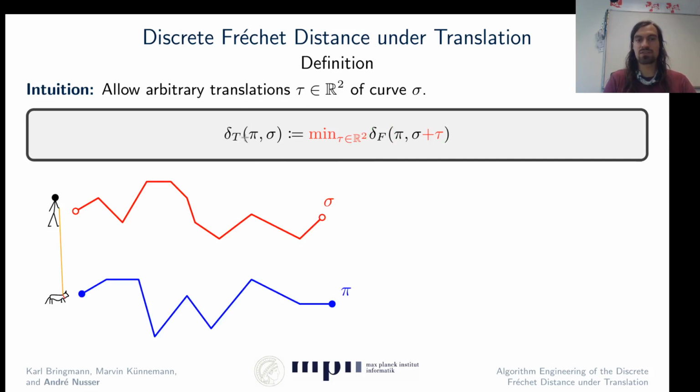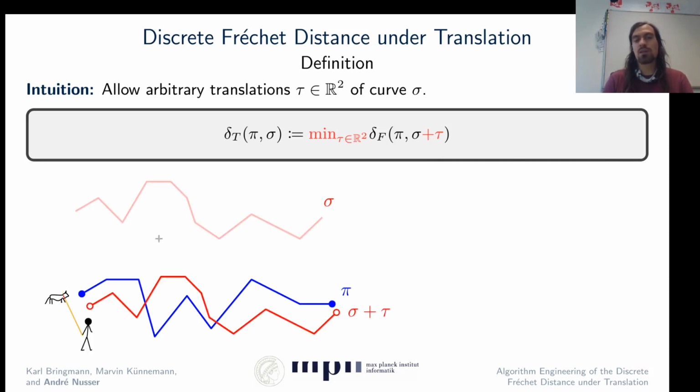So let me show a picture here. Again, we have the human and the dog. The dog is very stubborn, so the dog won't change its path. But the human is just a bit stubborn, so the human just wants to keep the shape of its path, but actually the starting point he or she can choose arbitrarily. So we can translate this whole curve, and we want to know what's the best translation such that the Fréchet distance between those two is minimized.